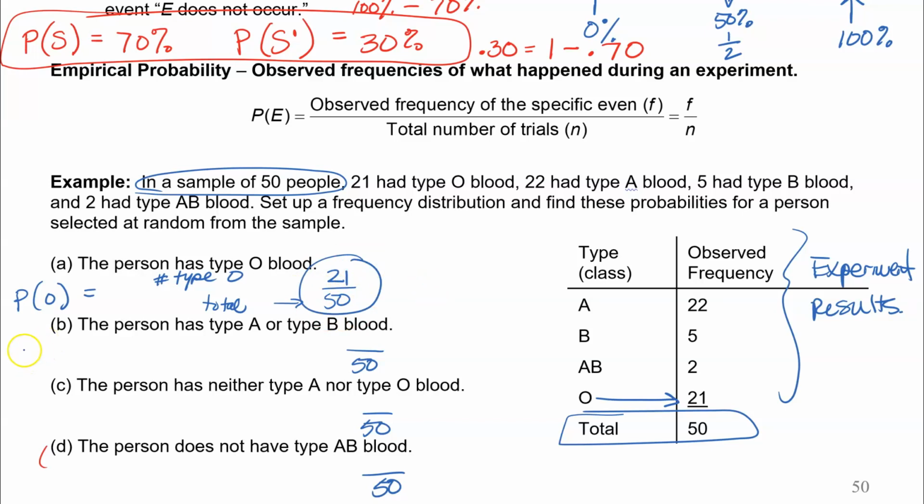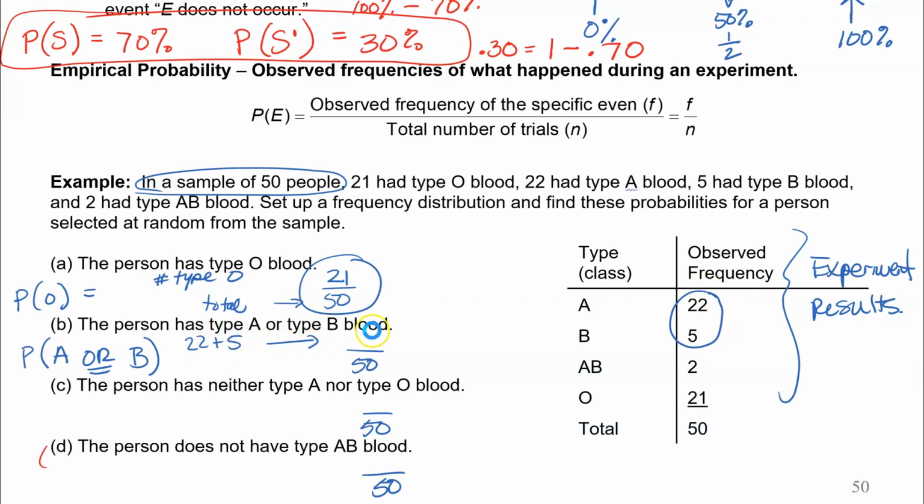The next one, what's the probability that they're type A or type B? Now we haven't done one like this before, so let's talk about what or means. Or means either or, so you count both. So you count the A's and the B's. So if there are 22 A's and there's 5 B's, we're going to actually add those together, and that's going to give us 27. So there are 27 over 50 is the probability that somebody would have A or B blood based on this experiment.